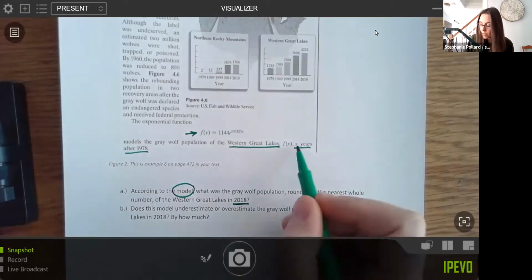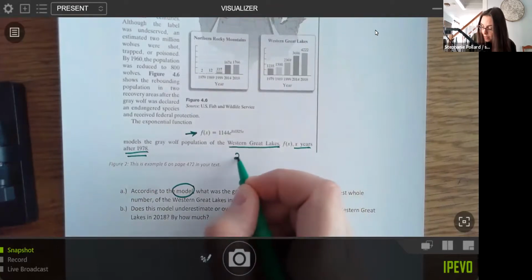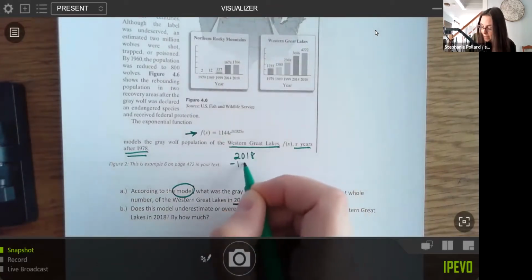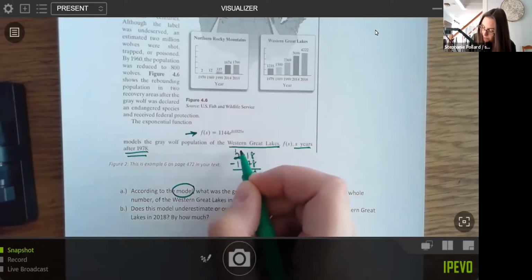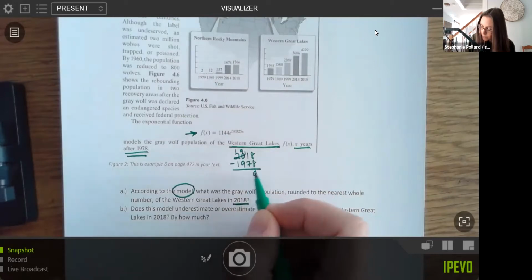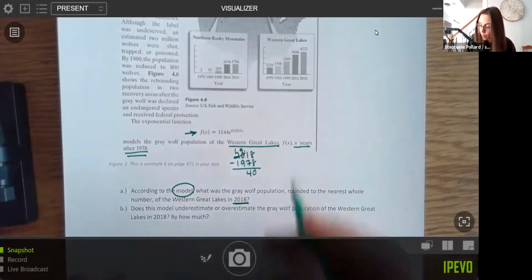Now, x is years after 1978. So I'm looking at 2018 minus 1978, and I see that 40 years have passed during this time. So we're going to plug in x equals 40.